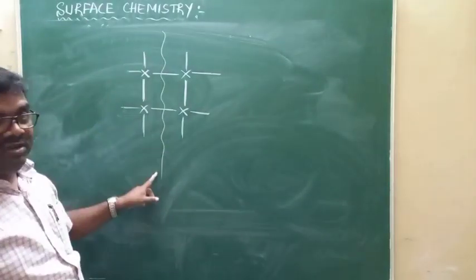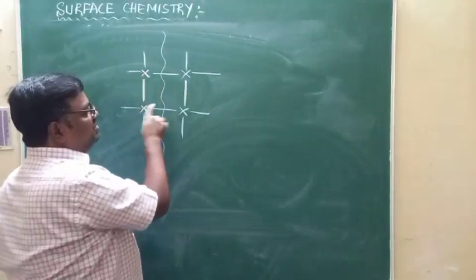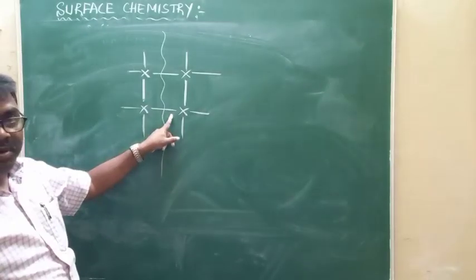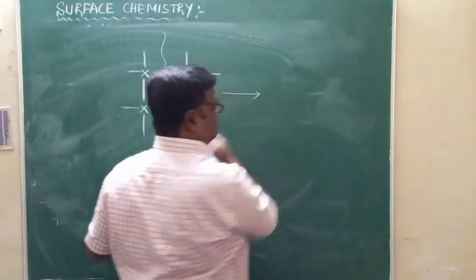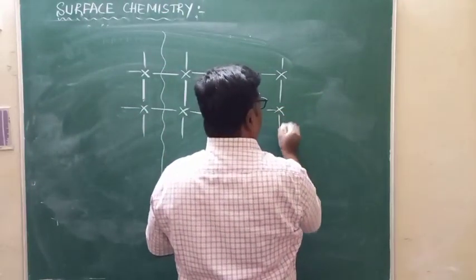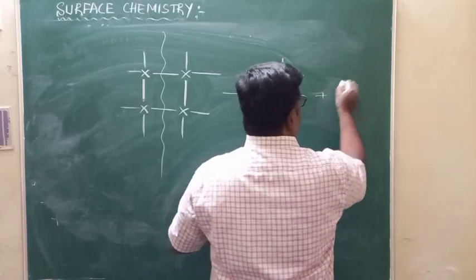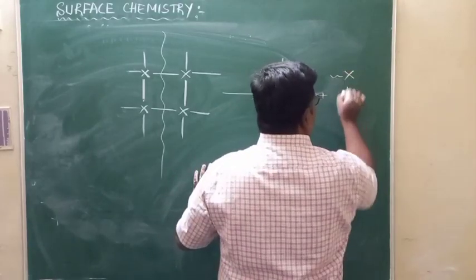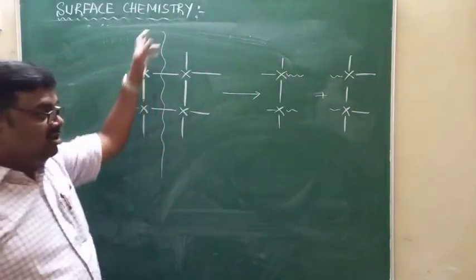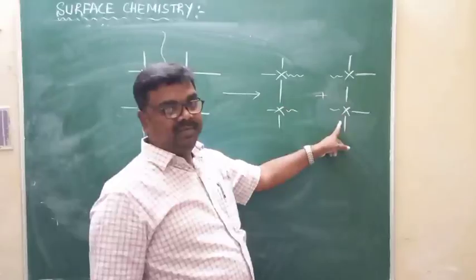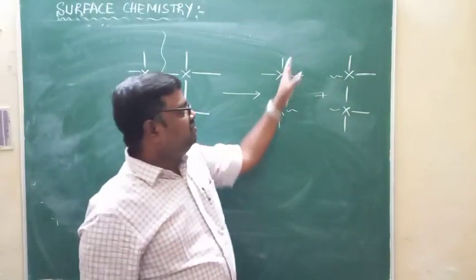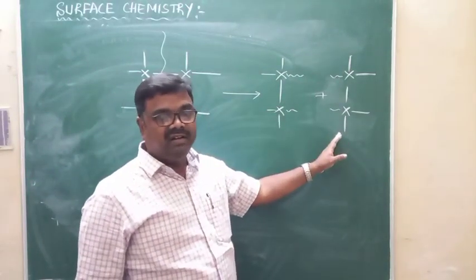If I cut this particular solid, the bonds between the molecules of adsorbent are broken. Once the bonds are broken, new unsatisfied valences are created. At the same time, the surface area also increases, and the number of unsatisfied valences increases.